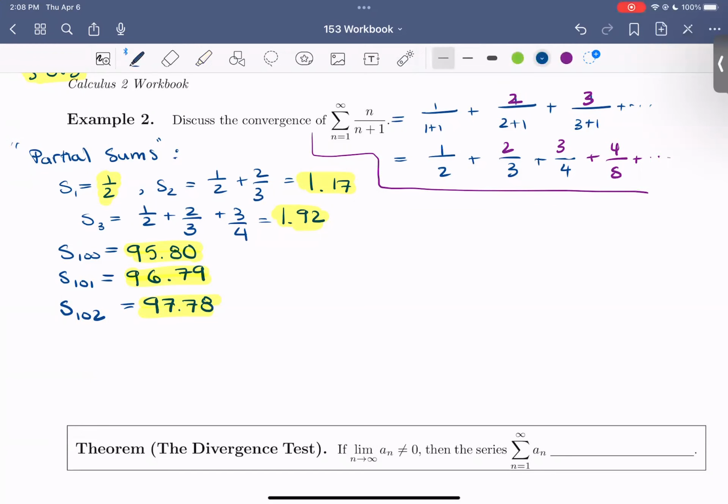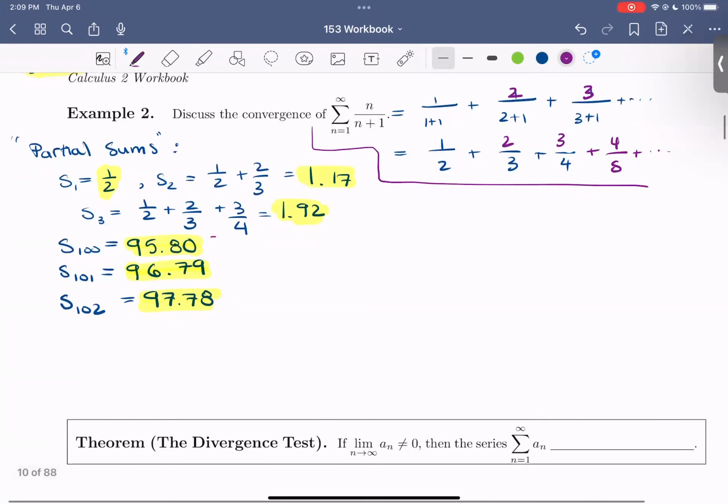Another thing we can do is look at how these partial sums grow as we continue to add one more term. Notice 95.8 to 96.79, that's about a growth of 1. 96.79 to 97.78, that's also about a growth of 1. In particular, it looks like 0.99 is how much we're adding. That could be peculiar.